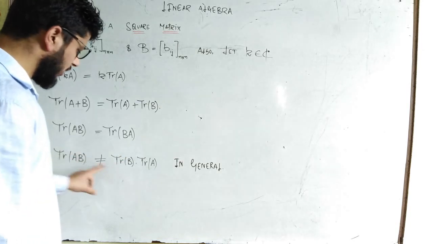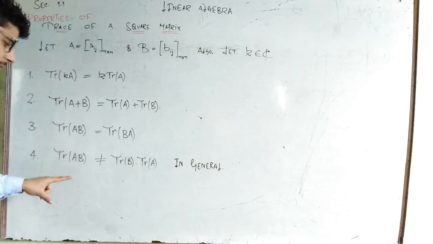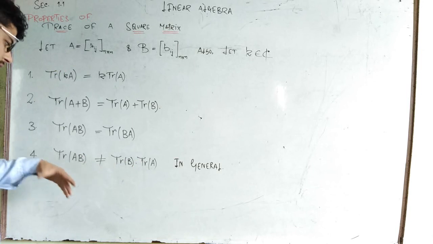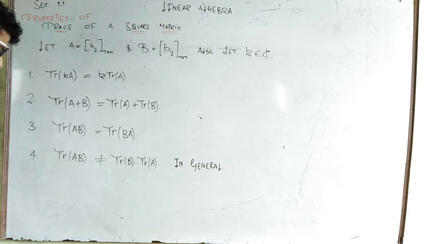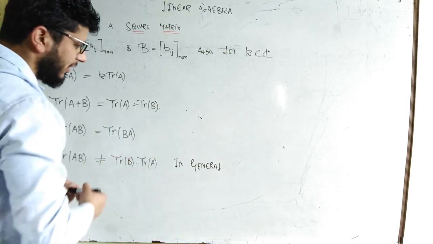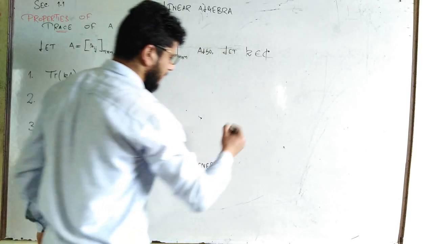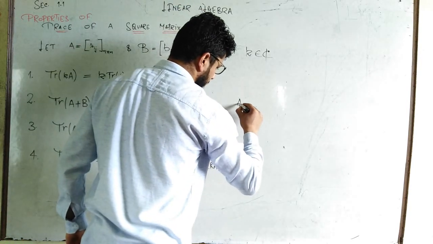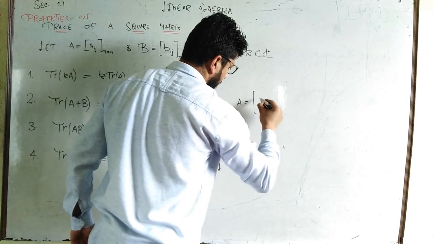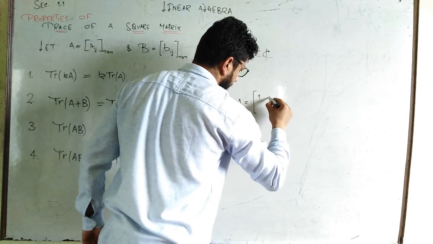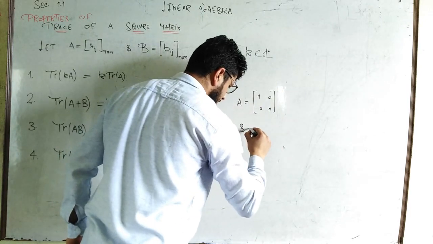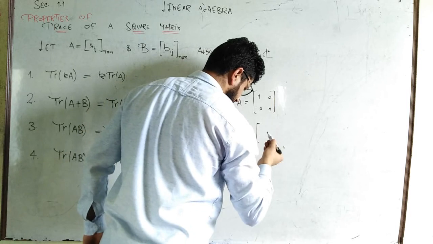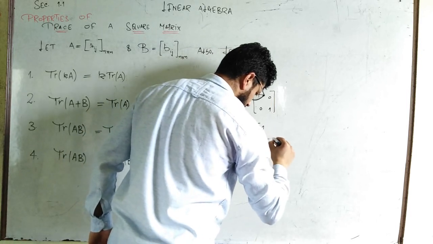Now this thing is not true in general. You can take examples to show this thing is holding, but you can also show that this result does not hold. You can just take a simple example to counter this. For example, you have A, that is identity. Then you have B, that's again an identity matrix.